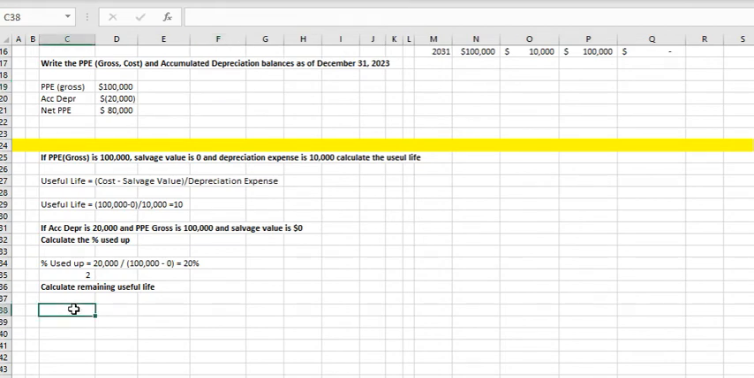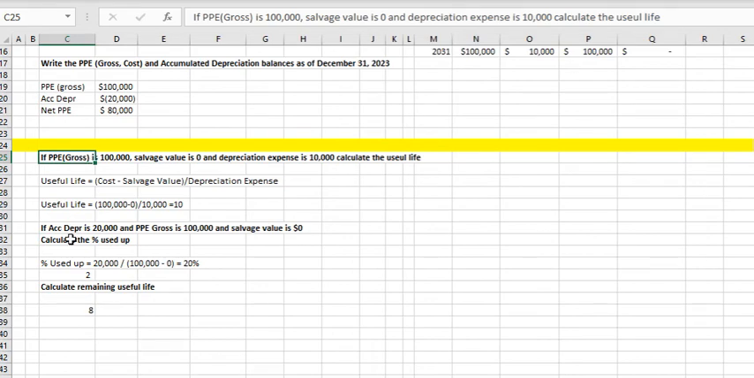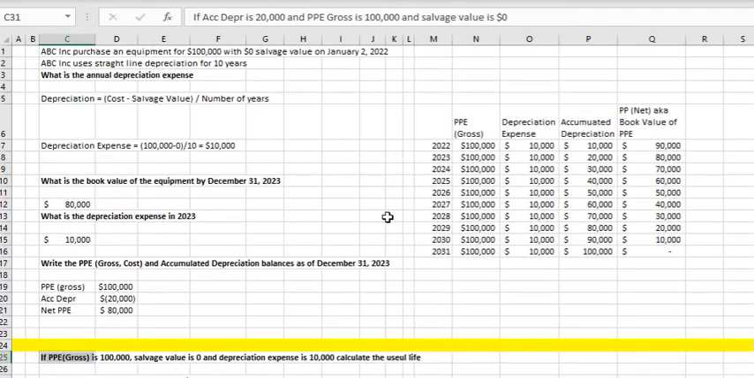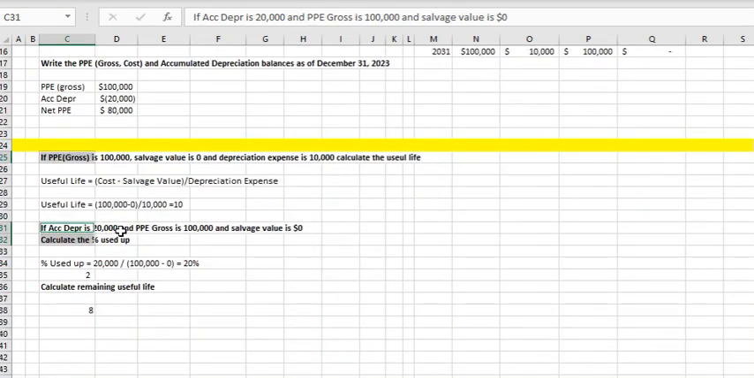And you can calculate the remaining useful life based on this. Now you know the total useful life, 10, minus 2 years passed by. You can calculate the remaining useful life based on the information given here and here. You don't need to know anything about what's given here. You don't need to calculate those. These questions come up based on your knowledge. So you can calculate the remaining useful life this way as well.